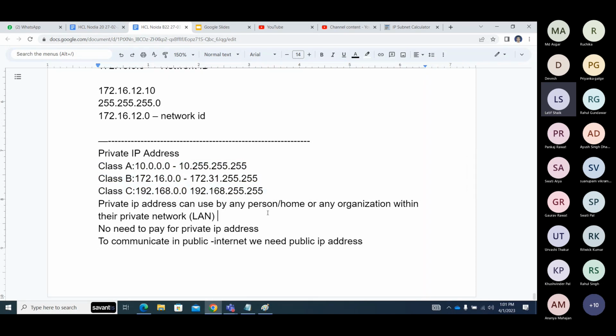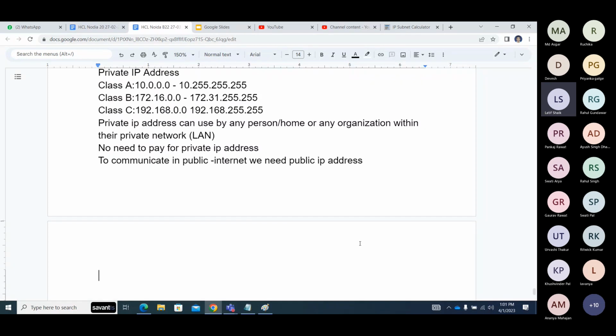Okay, guys, understand what the private IP addresses are and what the public ones are. Other than these private IP addresses, all remaining IP addresses, except the APIPA address, except the 0.0.0.0 series, the 127 series, and the 169.254 series, are public IP addresses only.